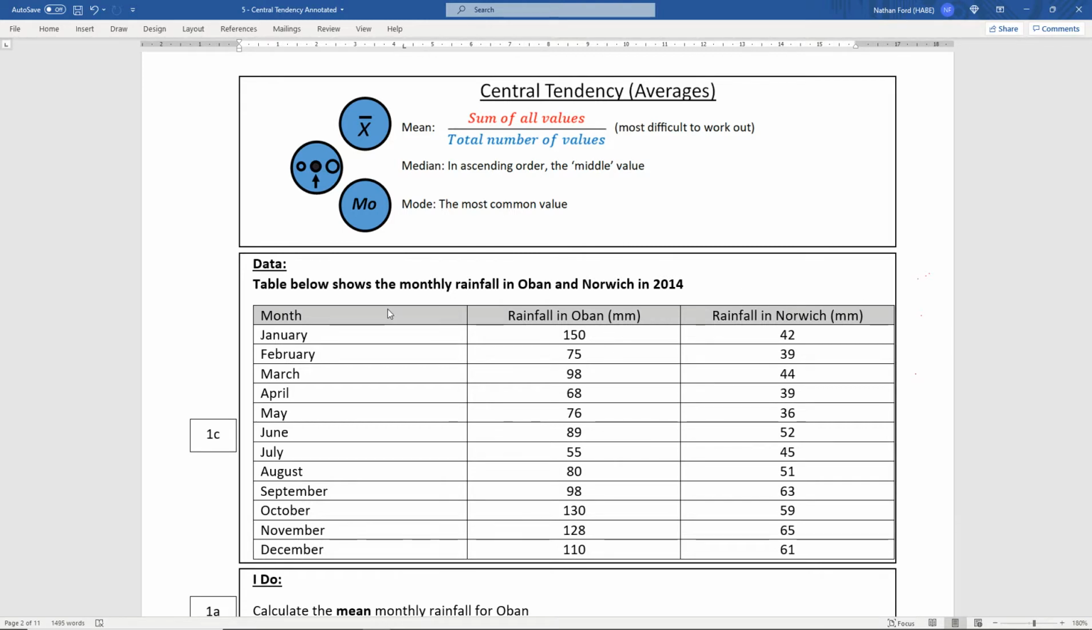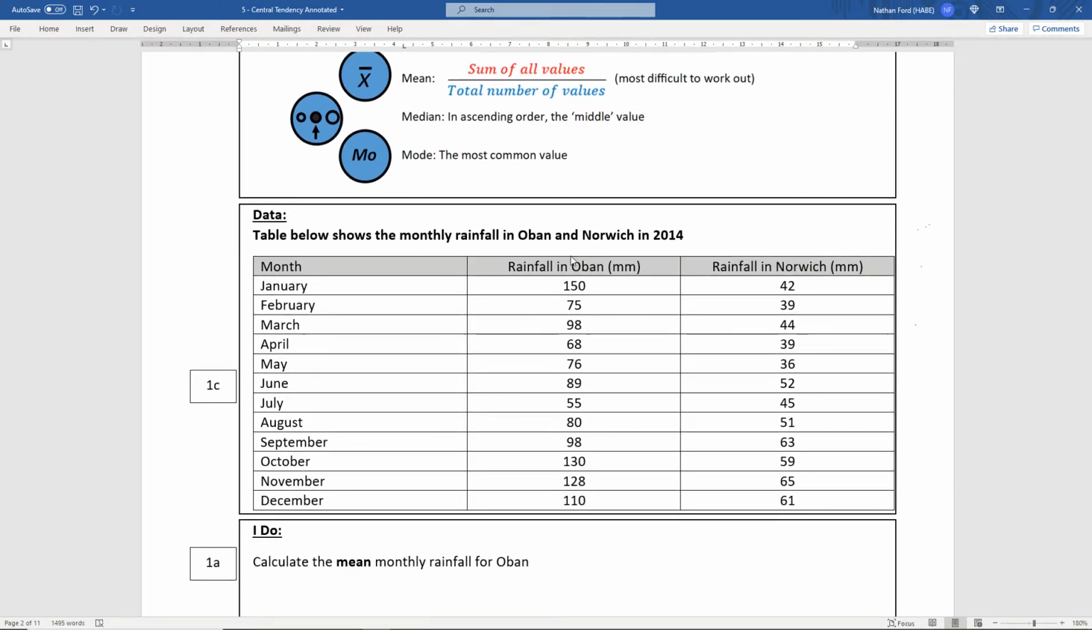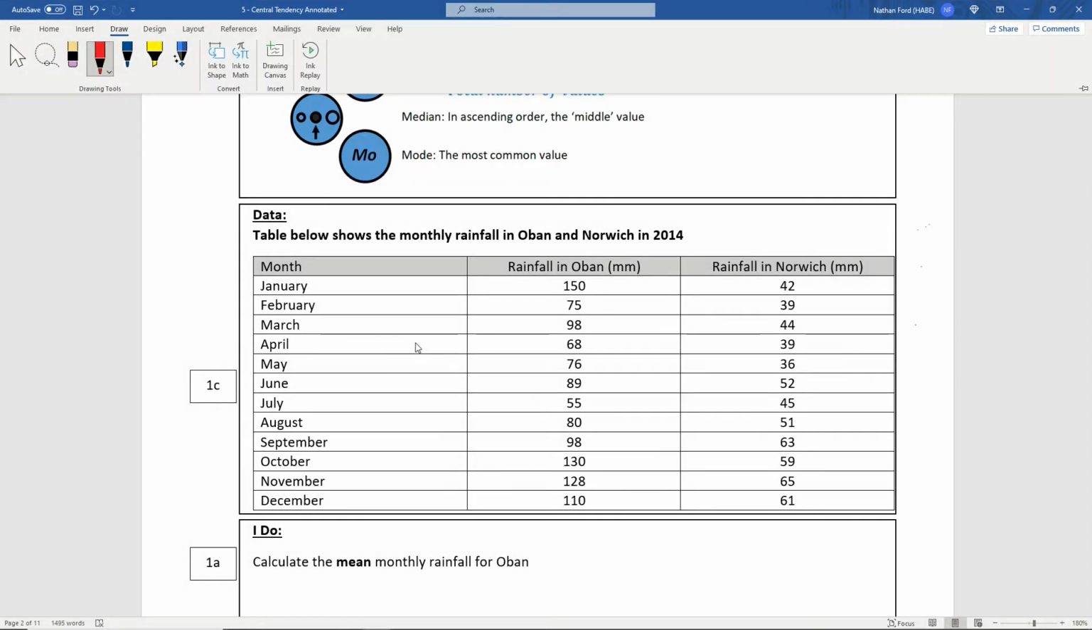So what we have here is a table. The table shows the monthly rainfall in Oban and Norwich in 2014. The first thing, we're going to do the hardest first. We're going to calculate the mean monthly rainfall. So what we need to do is the sum of all of these values and then divide it by how many values there are. It's all in the months, so there's 12 months.